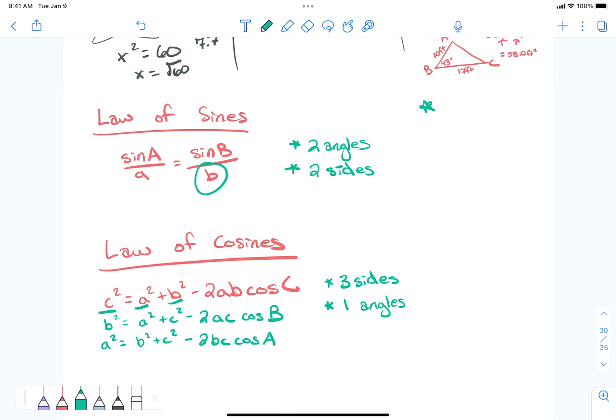Now, law of sines and law of cosines, when do you use either one of those? Like, when do you use the law of sines and the law of cosines? It has to do with triangles, but in particular, what kind of triangles?